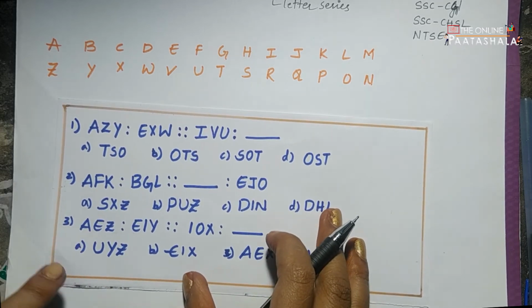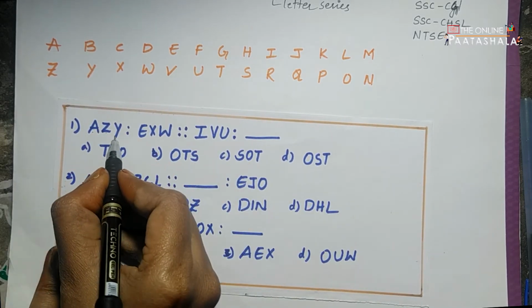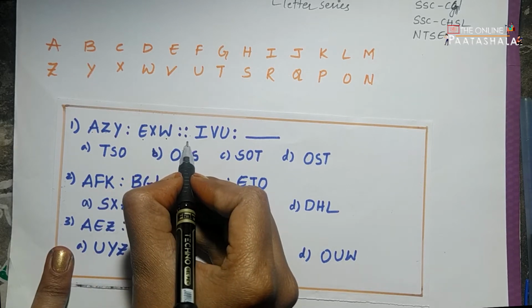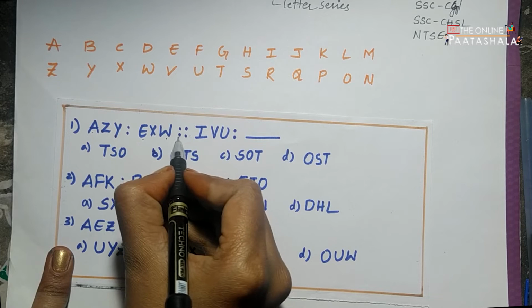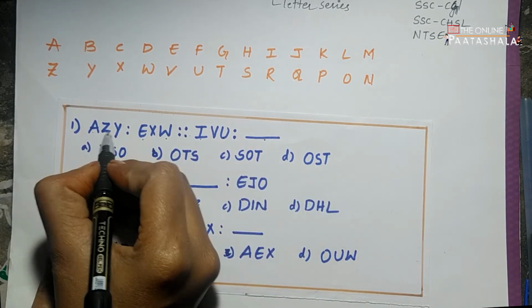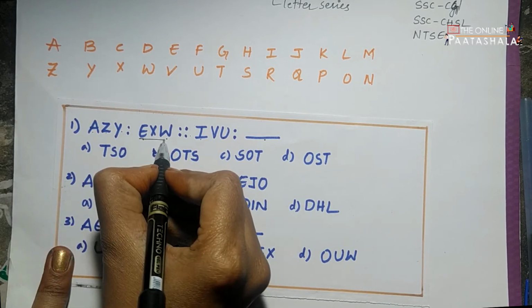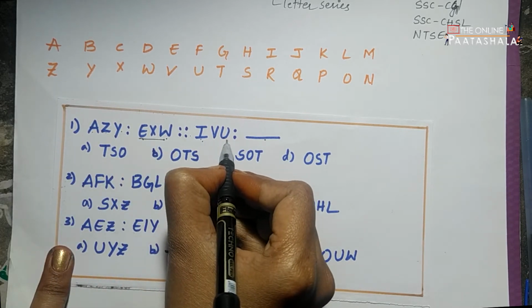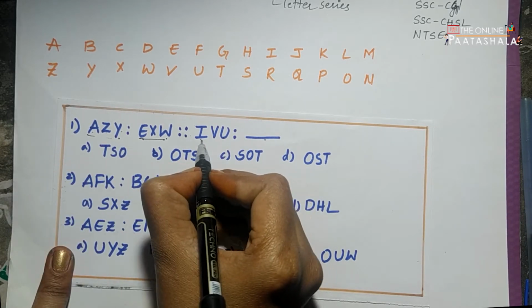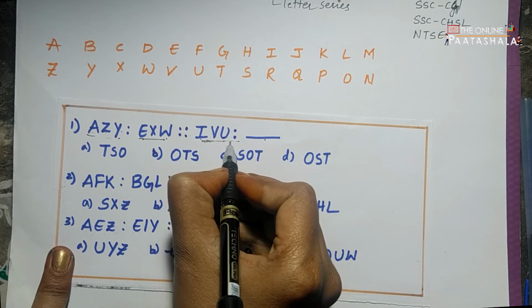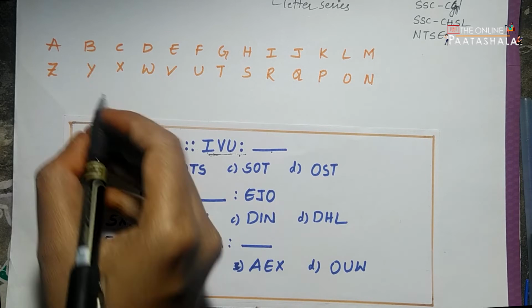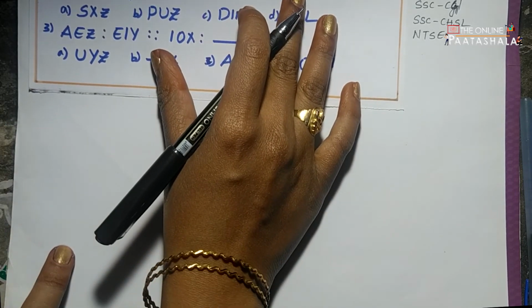Now what is the question? It is shown here: AZY is showing EXW. In the same way, in the same order, how will IVU be shown? Whatever rule you use here should be similar to the rule you apply here to get an answer. Now we will see what is given here.